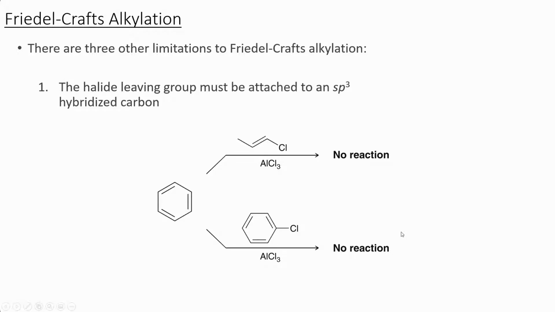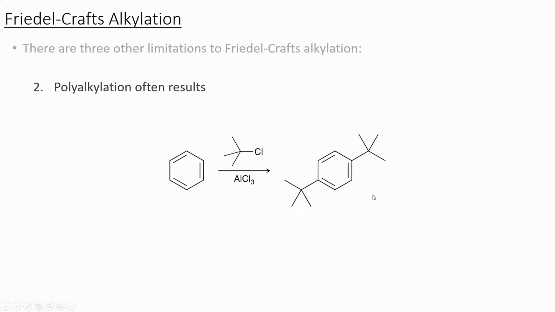There are a few other limitations of the Friedel-Crafts alkylation reaction. First, the halide leaving group must be attached to an sp3 hybridized carbon. So in this case, with an sp2, aryl, or arene, no reaction will occur in either of these reactions. Often we'll obtain polyalkylation. Multiple positions can be alkylated.